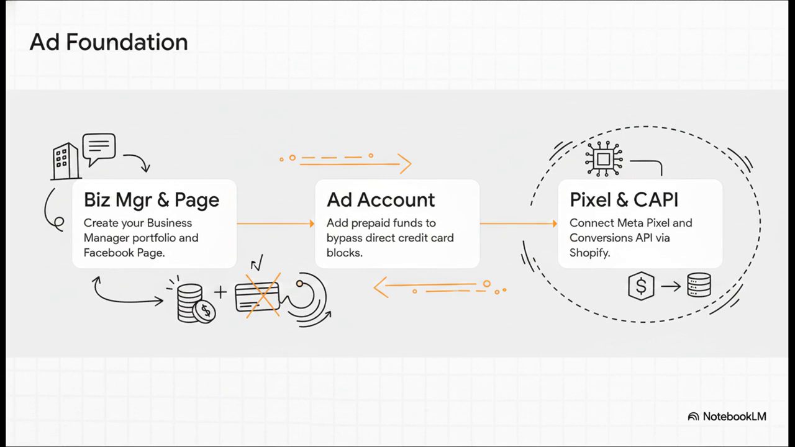Why? Well, cards fail. Banks block them randomly. And when that happens, boom, your winning campaigns are instantly paused, and your algorithm's learning phase gets totally reset. Prepaid funds bypass that whole headache.